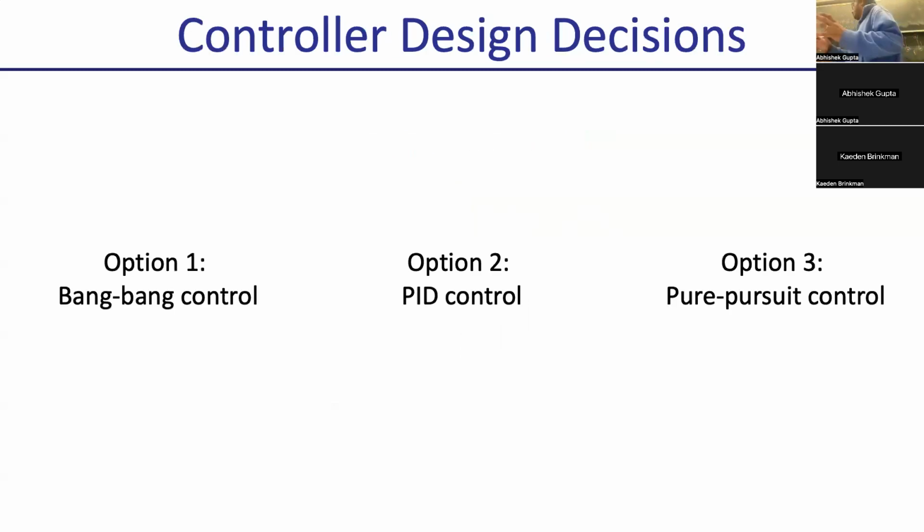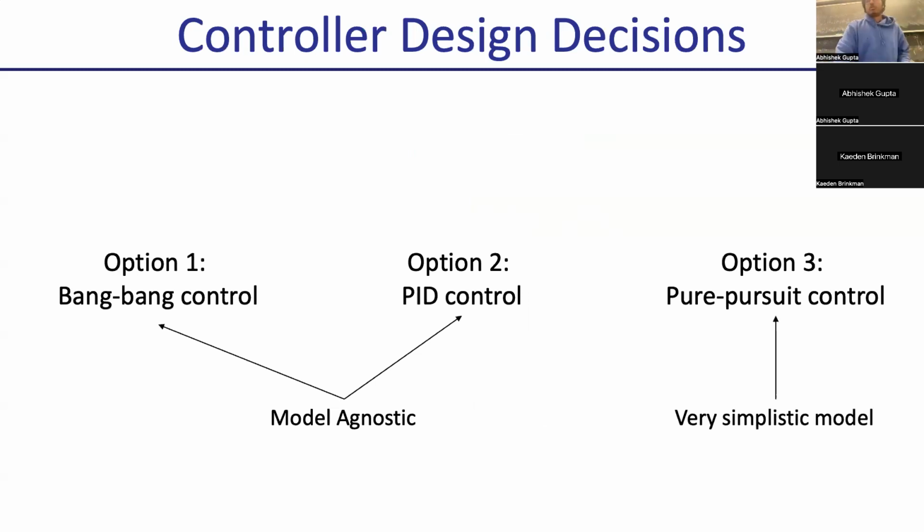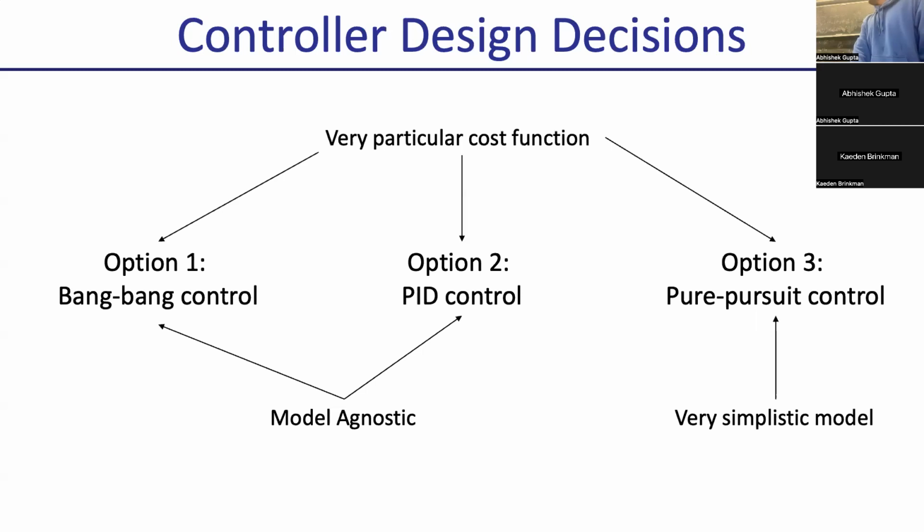So to motivate what we're thinking about, let's look at what the issues are with our current 3 options. The first issue is that both bang-bang control and PID control ignore the model. They don't use anything about the model of the world. They're purely reactive, so you can't really get them to do very directed behavior. And the problem with pure pursuit is that it's using this model where the car moves in circular arcs, which is obviously not going to work for all systems. So these models are very simplistic.